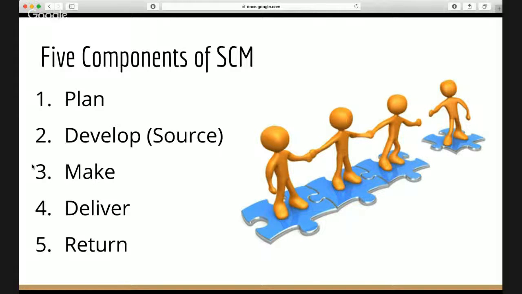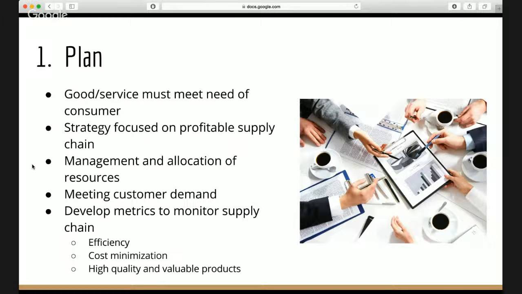So in the first component of it, the planning process, the strategy is focused on profitable supply chains. They want to maximize the profits generated from the exchange, and they want to manage the allocation of resources as well as the planning of resources. Which resources do they need to use to meet the customer demand? And also, they develop metrics to monitor the supply chains, such as efficiency, cost minimization, and high quality and valuable products. They really go into planning to have high quality products at the end, and their main job in the planning process is how to achieve that end.